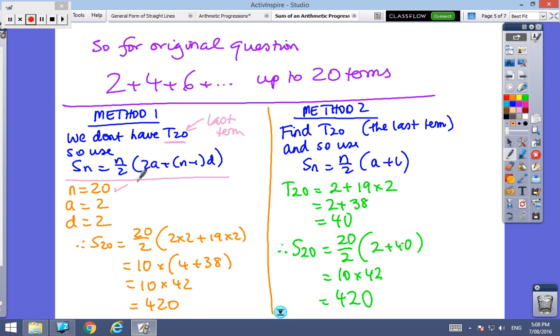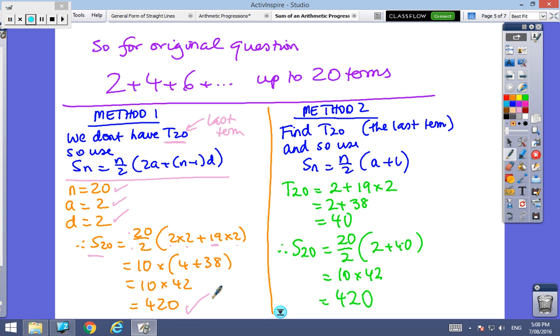n is 20 from the question, A is 2 from the question, the difference is 2 from the question. And so S of 20 equals n on 2 (2A plus (n minus 1) times D), and you just use your calculator and get 420. Okay, so that's pretty straightforward.